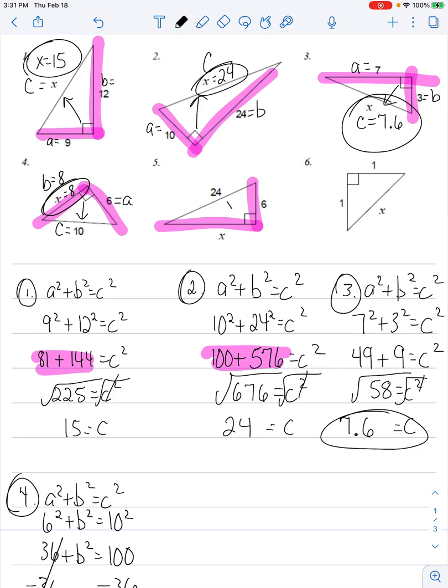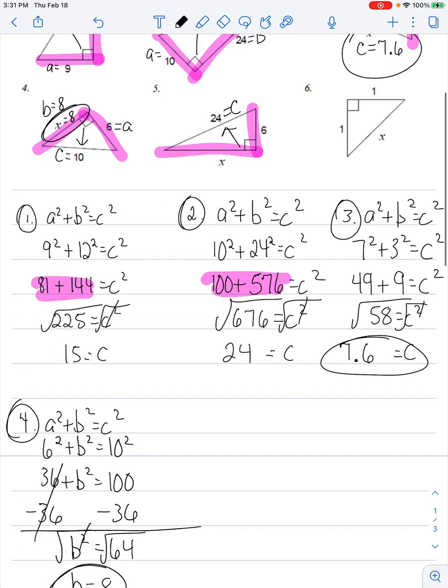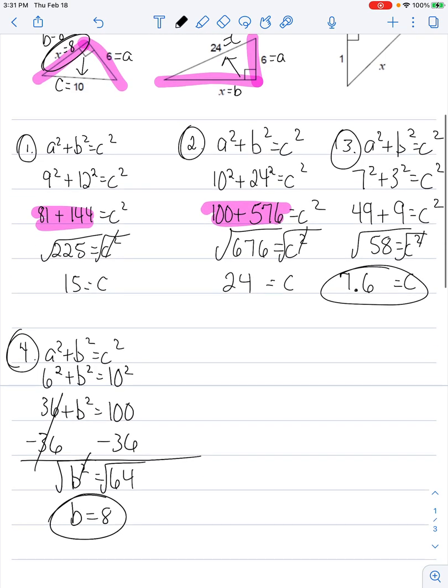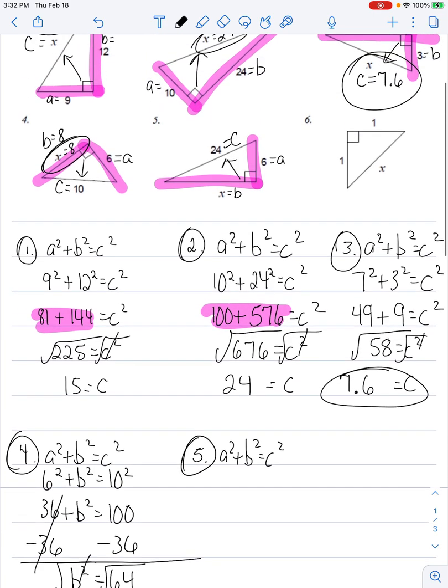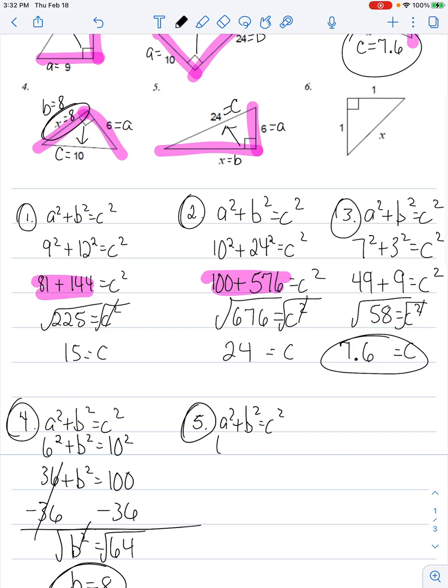Okay, let's take a look at 5. Do I have my C? And yes, I do. So I'm going to call 6 A, and my X that I'm looking for, that's going to be my B. So let's plug that in our equation. A squared plus B squared equals C squared. So I said A was 6 squared plus B squared, C. I'm looking for the B.